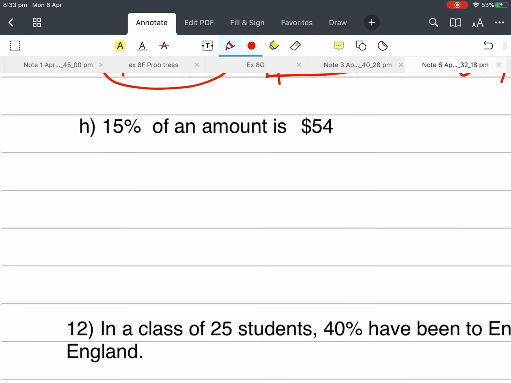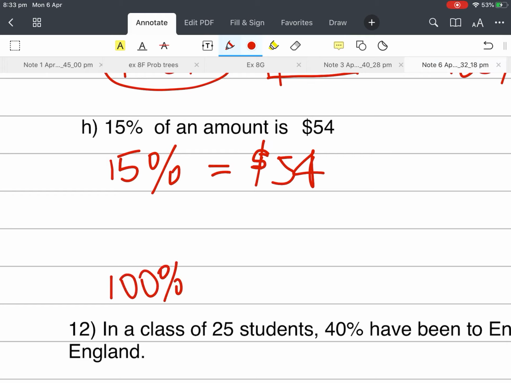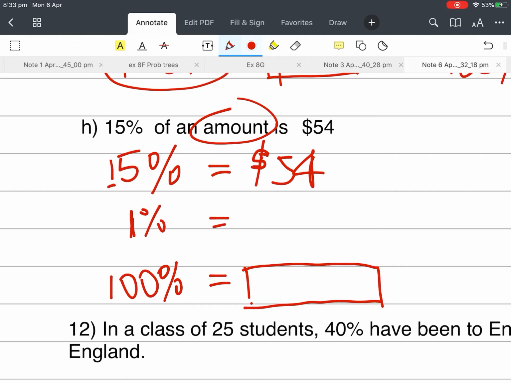So 15% of an amount. I'm starting off with 15%, and I'm told that that amount is $54. Okay, so same as before, I need to work out what 100% is. That will tell me that original amount. So let's change it down to 1%. 15 divided by what gives me 1? Well, 15 divided by itself. So 15 divided by 15 will give me 1.